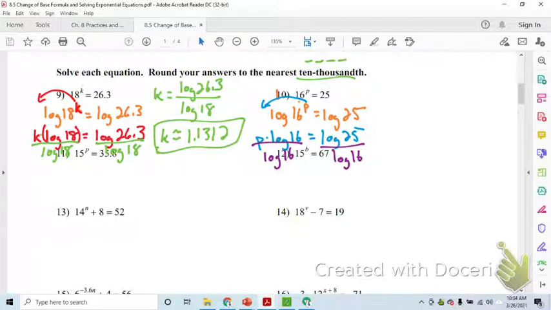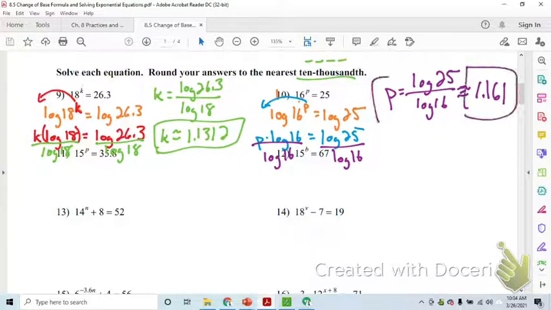And so what you're going to plug into your calculator is this. You're going to plug in log of 25 over log of 16. And that'll get you approximately 1.161 for number 10. And that's what p is going to equal. All right. Now, the only difference on number 11 and 12 are the numbers. So try 11 and 12 on your own, and then follow along.